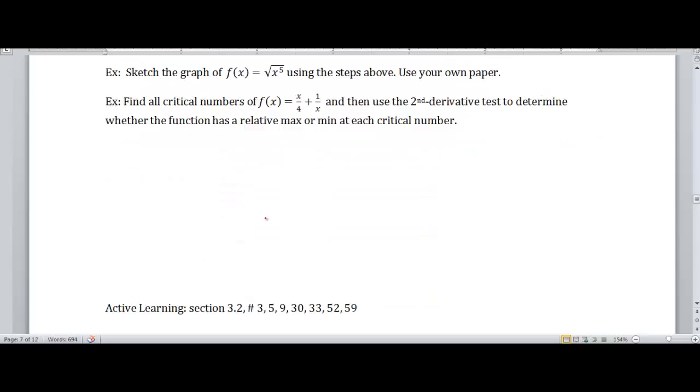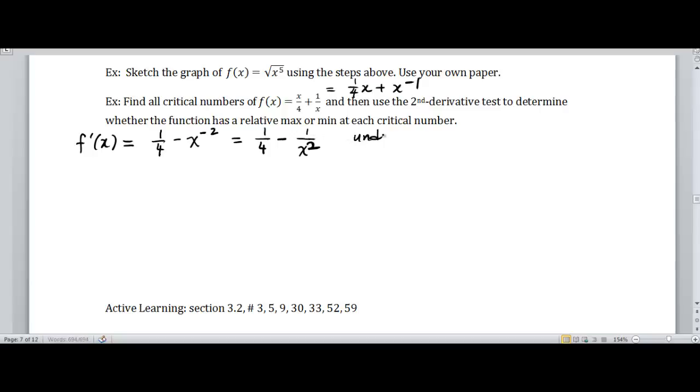Last thing we have to do is find all critical numbers of this, and then use a second derivative test to determine whether the function has a relative max or min at each critical number. So first thing we want to do is find the critical number. So let's take the derivative. Now this is the same thing as 1/4 x plus x to the negative 1. So the derivative of that will be 1/4 minus x to the negative 2, which is 1/4 minus 1 over x squared. Okay.